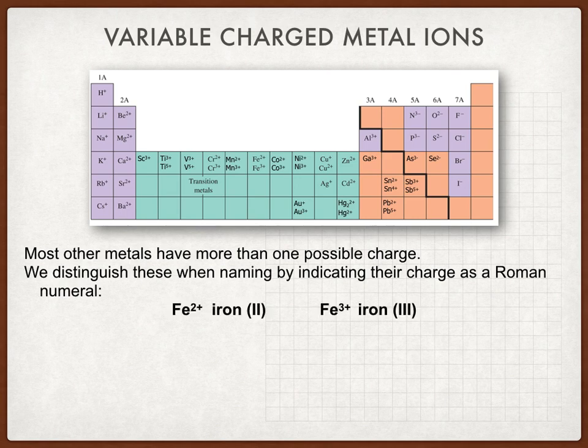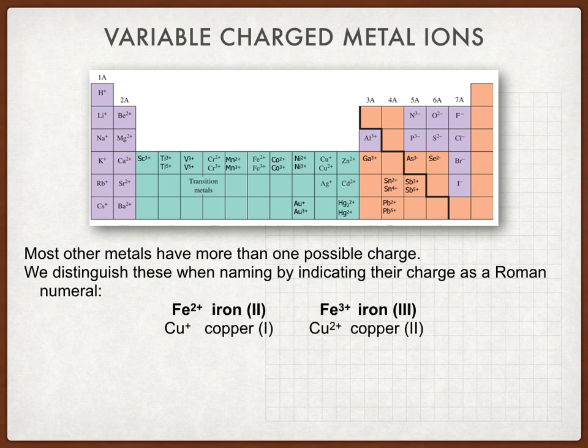For example, you can see on the slide that iron has two possible charges, +2 and +3. So when we're writing out the name of an iron compound, you have to indicate the charge, because iron can be +3 or it can be +2. So you're going to indicate the charge by using parentheses and a Roman numeral. So iron parentheses Roman numeral 2 is always iron +2. Iron Roman numeral 3 is always going to be iron +3.